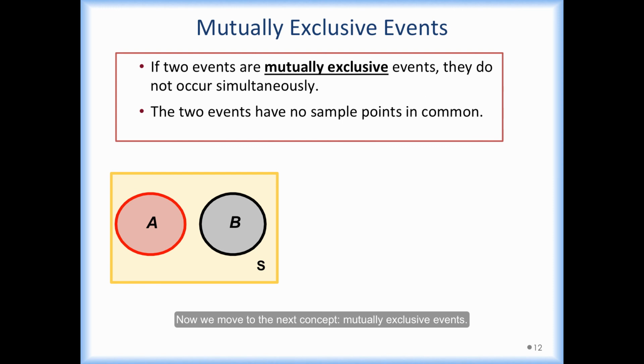Now, we move to the next concept, mutually exclusive events. If two events are said to be mutually exclusive, then they cannot happen at the same time. In other words, the two events have no sample points in common, or, if we put it differently, the two events have no intersection. We can see that in this Venn diagram, event A and event B are well separated. They have no overlapping and they are mutually exclusive.